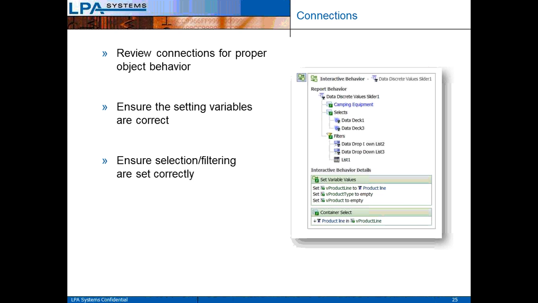Once your connections are established, you can review them for proper behavior by clicking on the icon just to the right of each active report object. It will list the behaviors that have been defined, the options in terms of selects and filters, and the objects they're controlling, as well as any variable values that have been set.